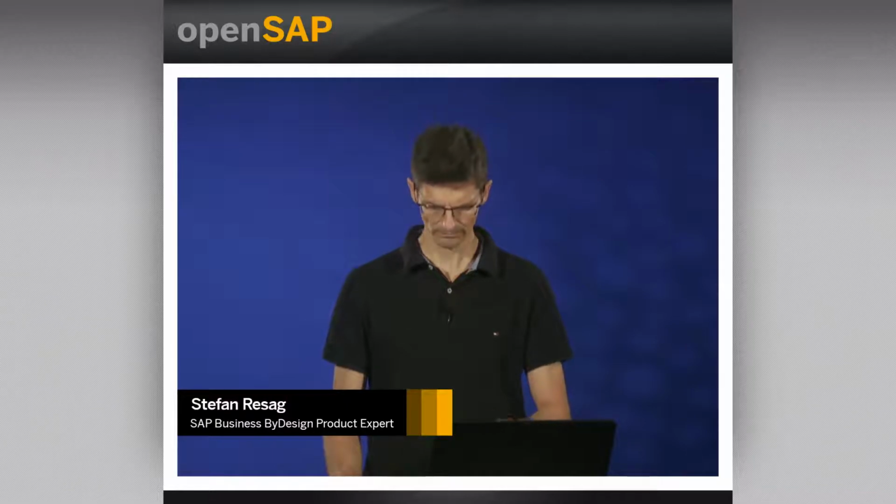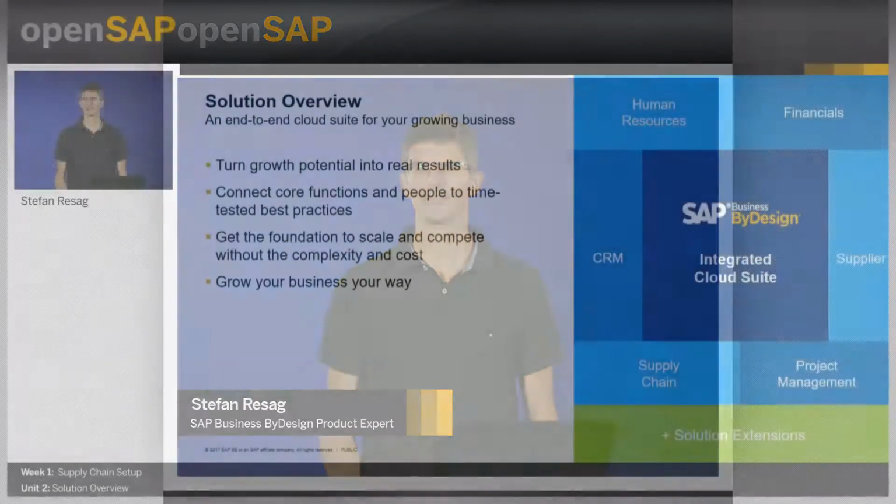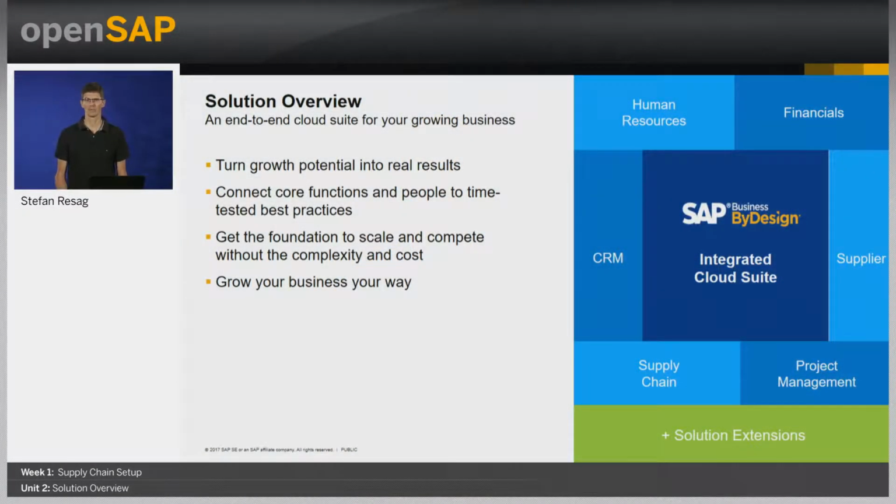In this unit, I would like to provide you with an overview of the functional scope and the business scenarios we offer for companies dealing with tangible inventory managed products. As Rainer already mentioned in Unit 1, SAP Business ByDesign is a suite in a box, and the major building blocks of the solution are depicted here.